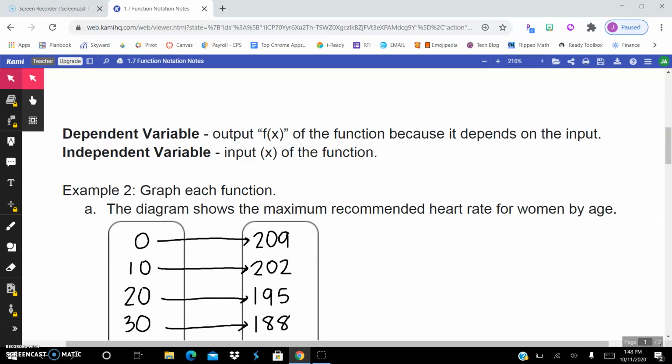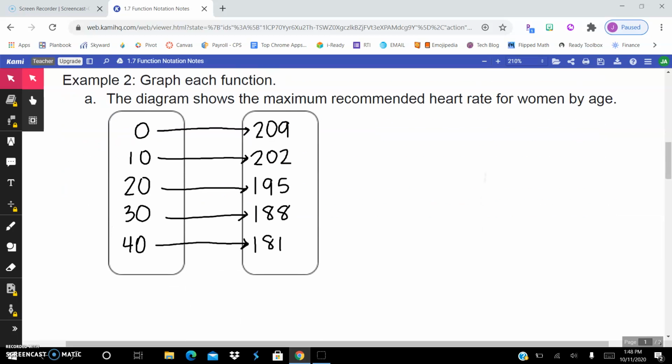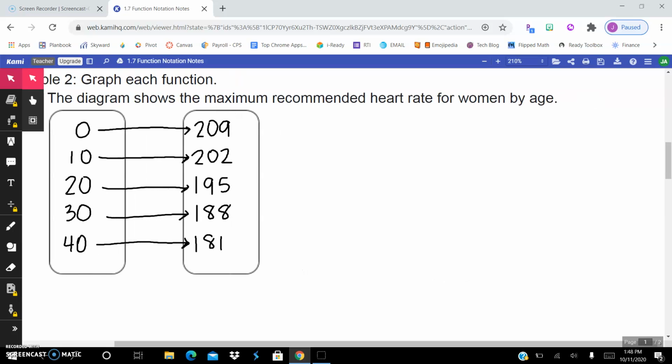Independent variable is the input, which is the x value of the function. So it's whatever we put into the function is our independent variable. Example 2, we want to graph each function. This diagram shows the maximum recommended heart rate for women by age. So we just have to put this information onto a graph.